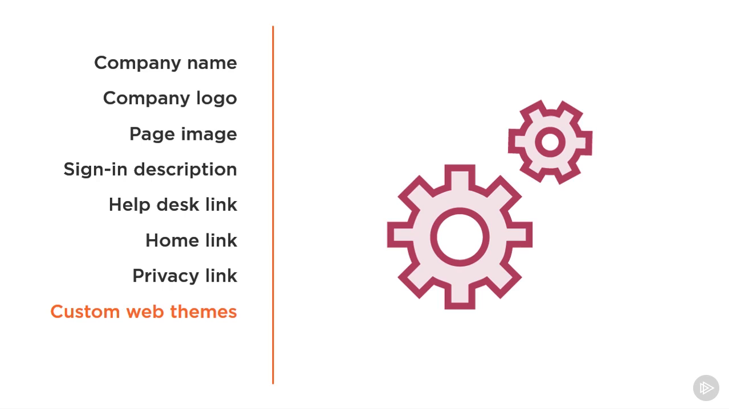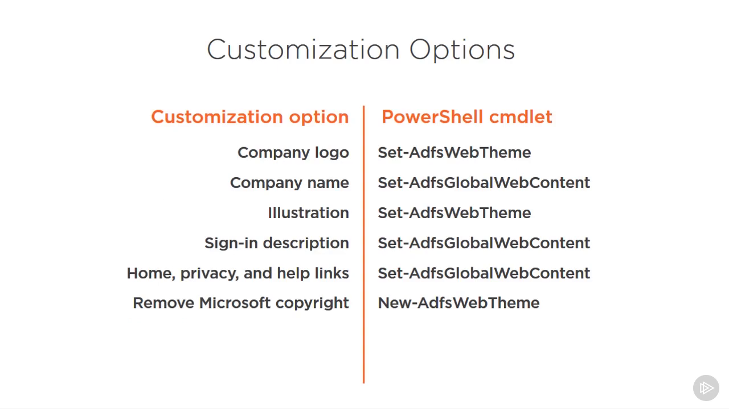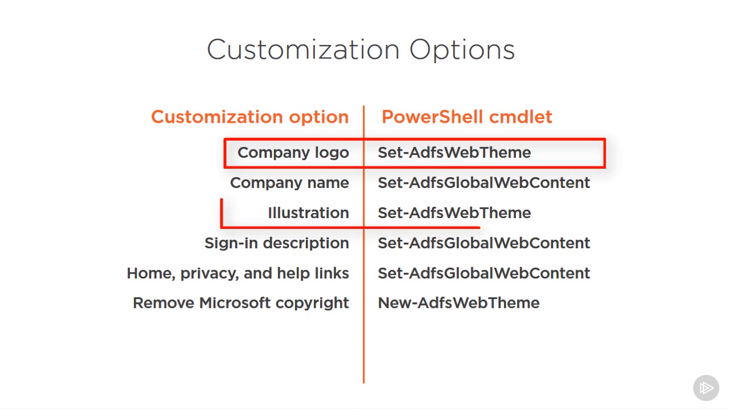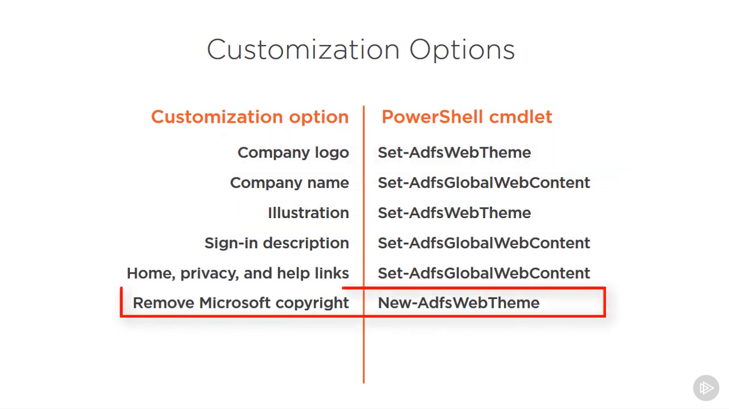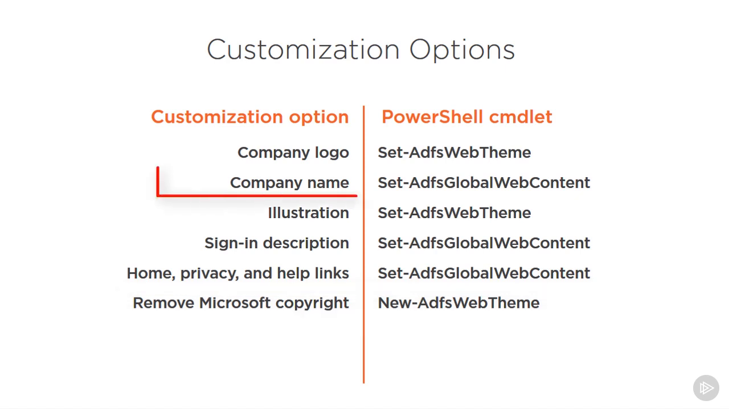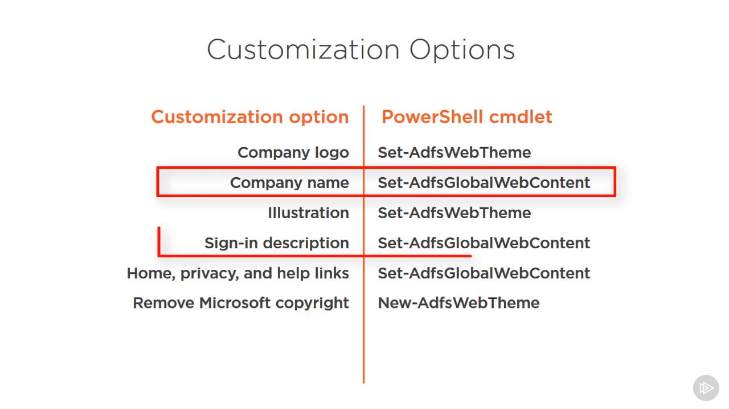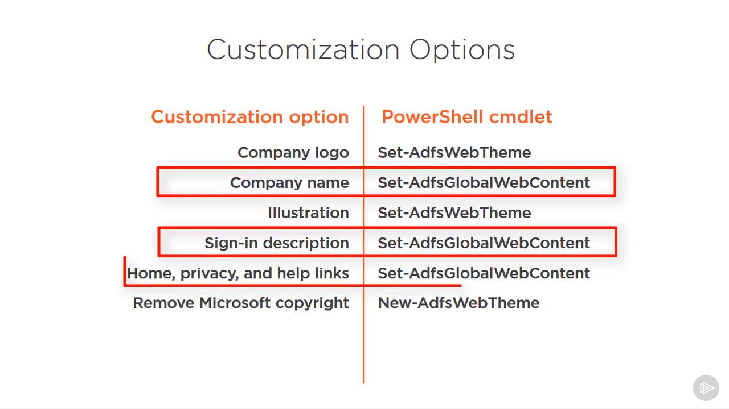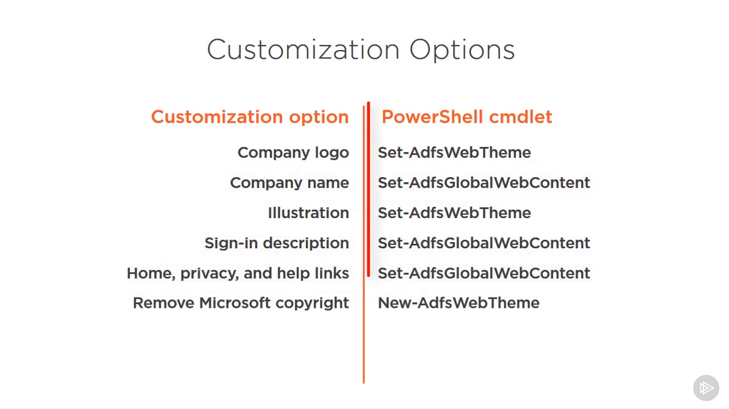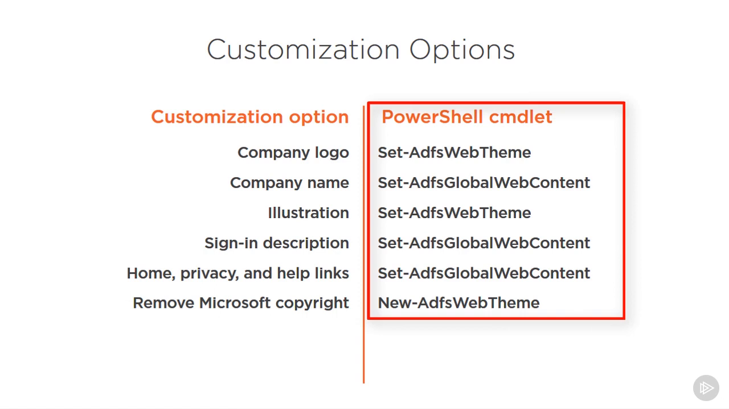All of this is done via PowerShell. And some of the PowerShell commands that you'll be using are listed here. If you want to change the company logo or the illustration, you're going to use a PowerShell cmdlet called Set-AdfsWebTheme. If you want to remove the Microsoft copyright, you're going to use New-AdfsWebTheme. If you want to customize the company name, the sign-in description, or the home, privacy, and help links, you're going to use Set-AdfsGlobalWebContent. So these PowerShell commands will allow you to customize the default ADFS login page.